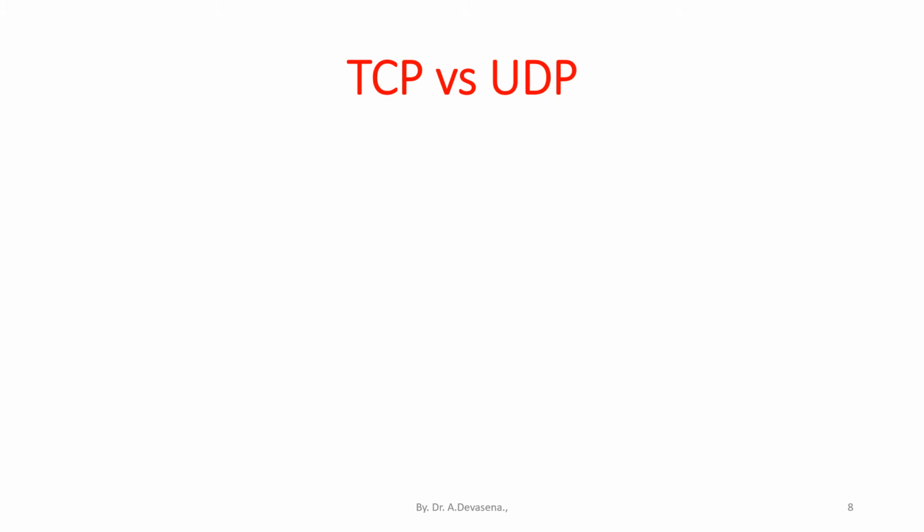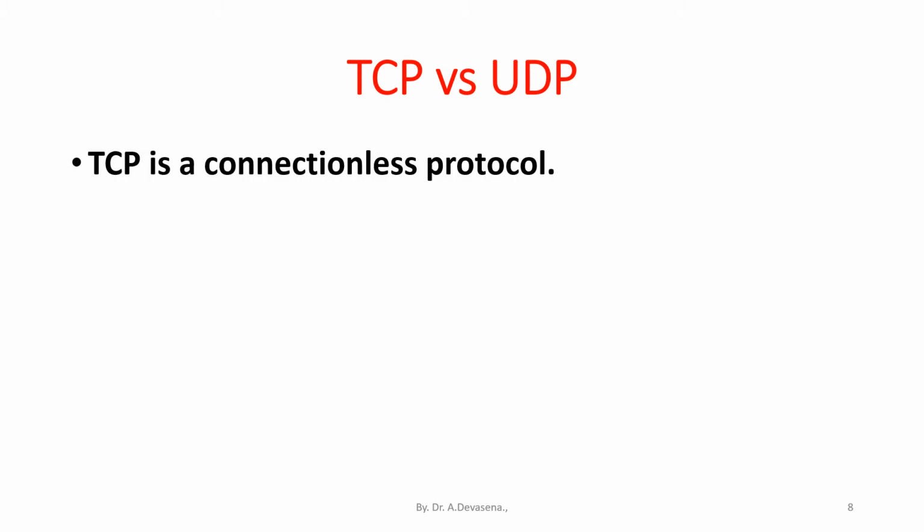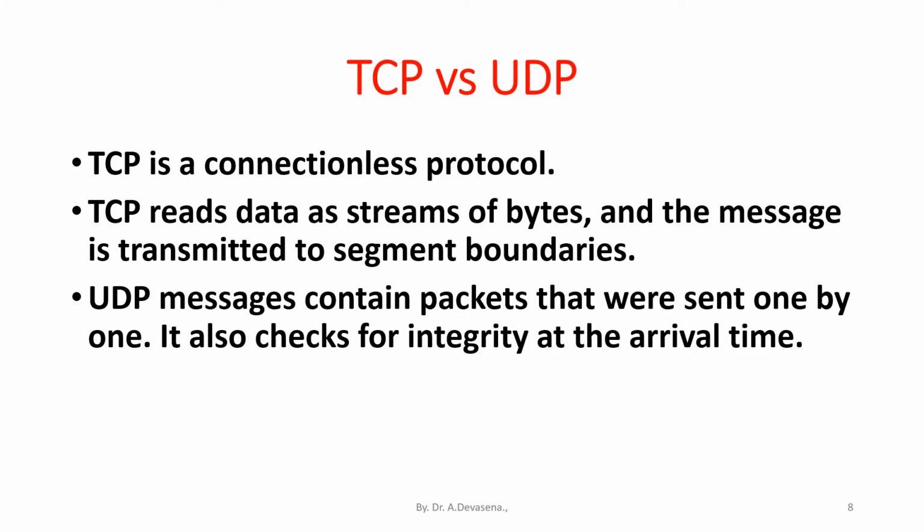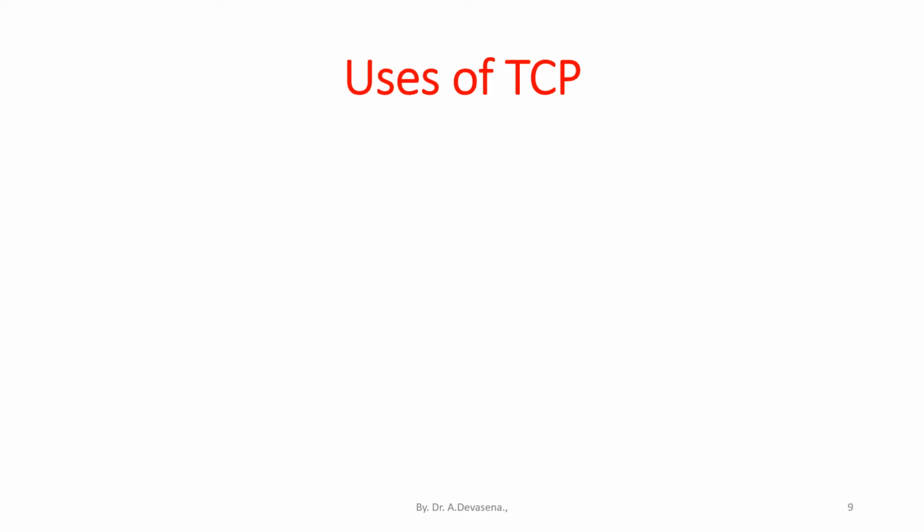TCP versus UDP. TCP is a connection oriented protocol. TCP reads data as streams of bytes and the message is transmitted to segment boundaries. UDP messages contain packets that are sent one by one. It also checks for integrity at the arrival time.